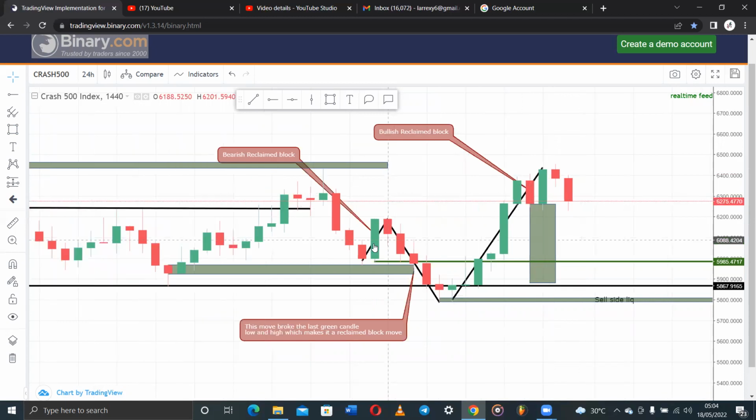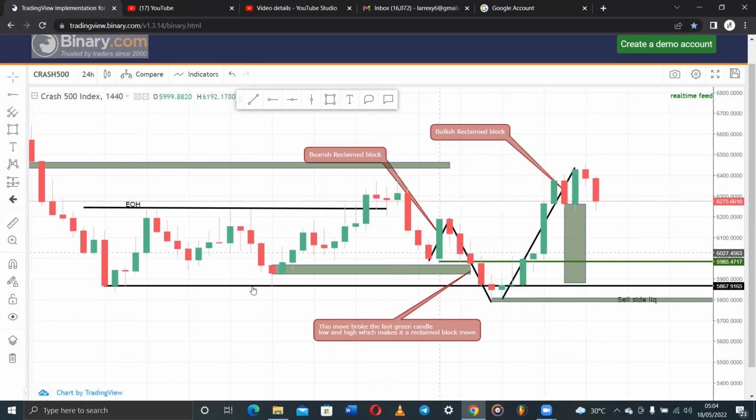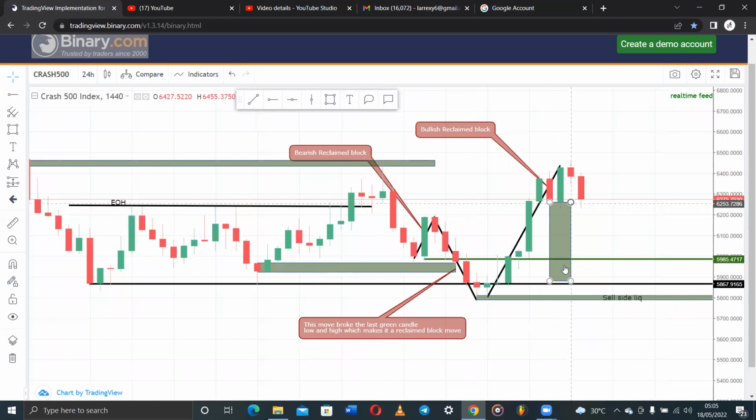But this is far stronger than this, because yes, this is a full body candlestick and this is a full body candlestick, but this is a reclaim block, an order block, a proportion block, and it is created just close to this equal low. So it is very strong stuff. We expect the market to trade into it again, and we'll know what happens there.